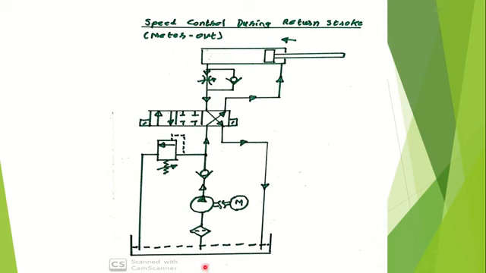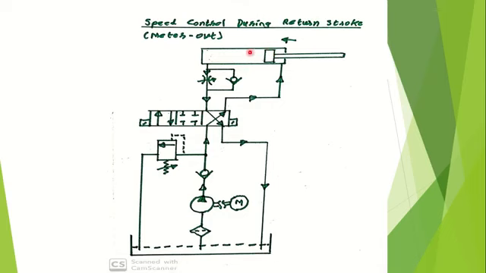The working is as below. When the pump starts, the oil is sucked into the pump via the suction strainer. The pressurized fluid is then allowed to flow towards the check valve. Then the fluid enters the direction control valve, and the pressurized fluid flows through port B into the front end of the cylinder. Thus the piston moves in the reverse direction, the return stroke.